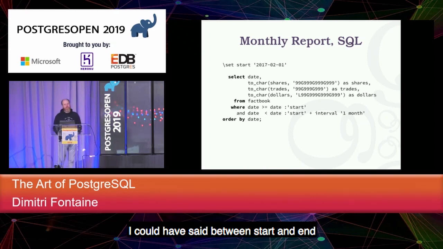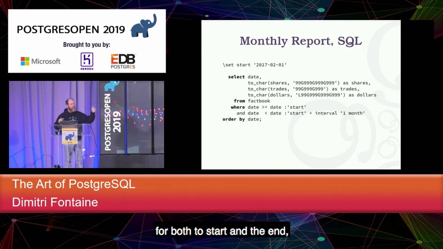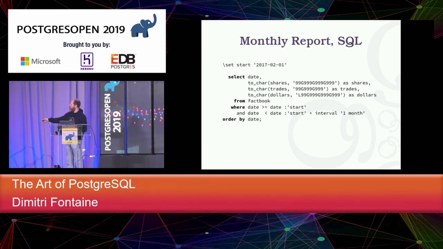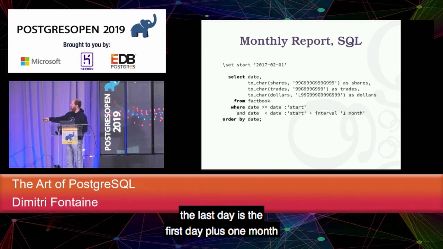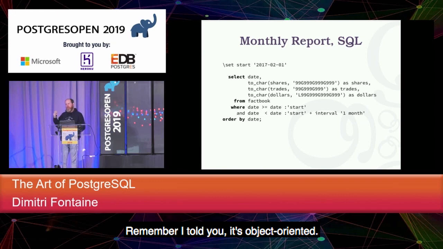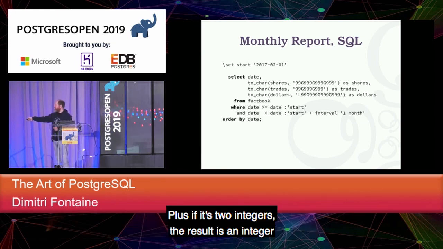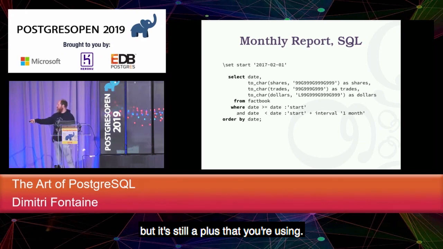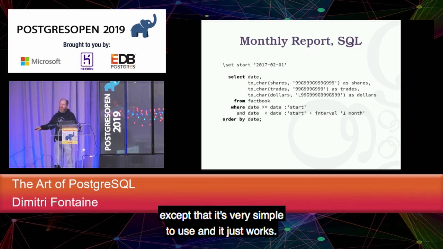But I don't do that because BETWEEN is going to be inclusive for both the start and the end, which means that for your monthly report, here I say the last day is the first day plus 1 month, and PostgreSQL will figure that out. Remember I told you it's object-oriented. Plus, if it's 2 integers, the result is an integer, or maybe a bigint. If it's a date and an interval, then it's something completely different, but it's still a plus that you're using.